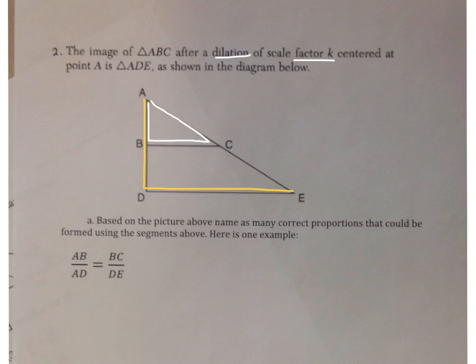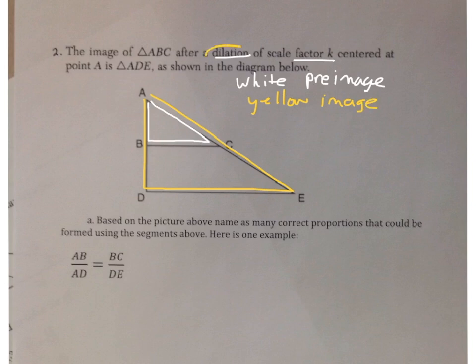So in terms of keeping track of what's happening, the white triangle is the pre-image that existed before. The yellow is the image. So it got magnified, it got dilated, it changed its size, but it did not change its shape. So based on the pictures below, name as many correct proportions that could be formed using the segments above.